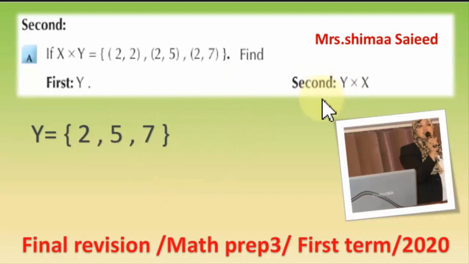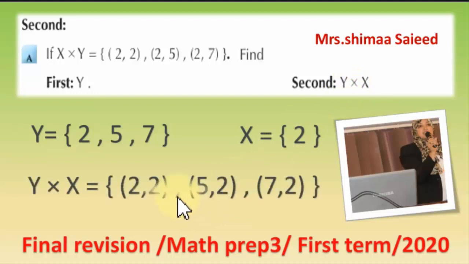If we want to calculate the Cartesian product of y and x, y Cartesian product x equals the set of ordered pairs (2, 2) the first ordered pair, (5, 2) the second one, (7, 2) the third ordered pair.